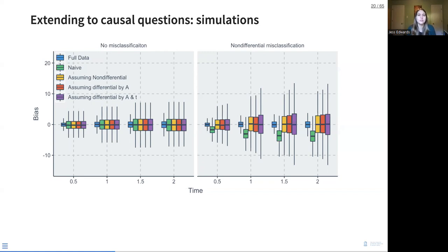And you can see when there's no misclassification, they all work great. When there is non-differential misclassification on the right, all of the estimators that account for misclassification work fine, but the naive approach has some bias, which is what we would expect. And the more flexible we are over here, by allowing misclassification to be differential by more things, the wider the variability is around the bias.